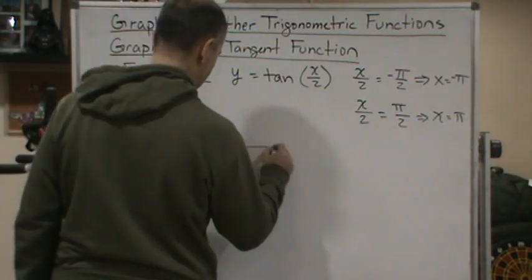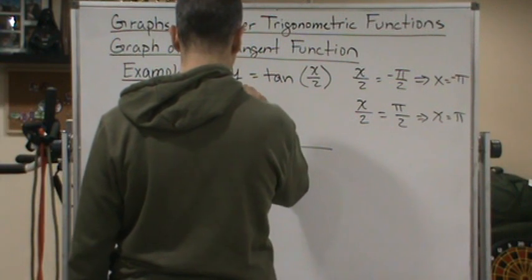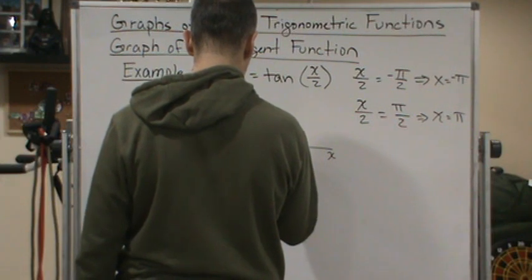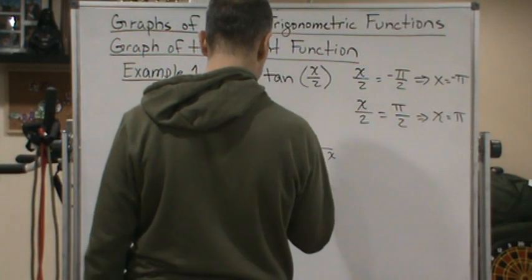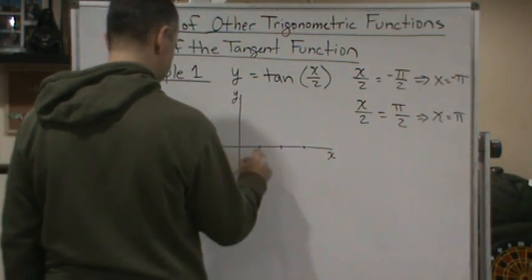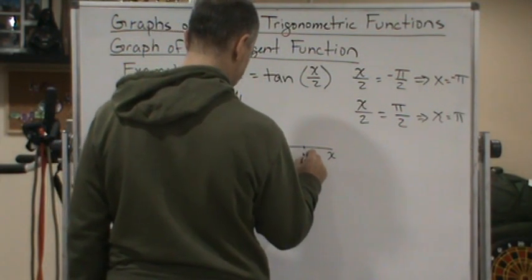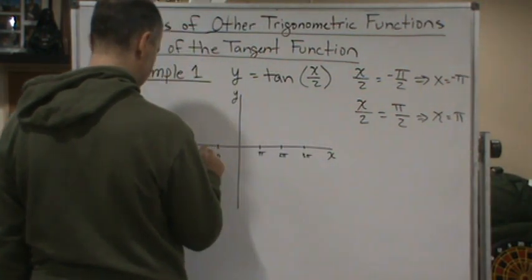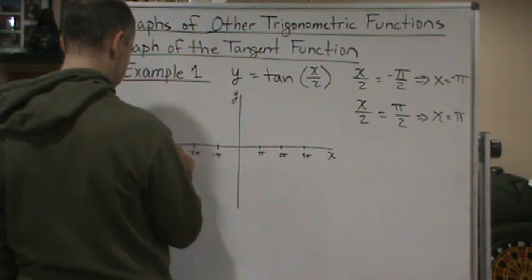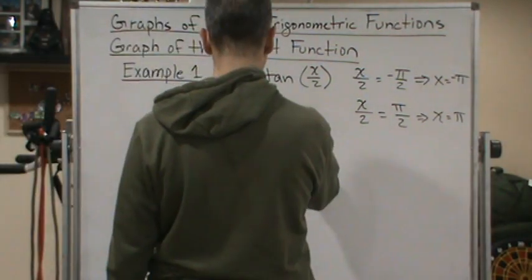Let's draw our graph, right? So I'm going to have our y-axis and x-axis, and so we've got, let's do this, 1, 2, 3, 1, 2, 3. All right, so let's say we've got pi, 2 pi, 3 pi, negative pi, negative 2 pi, negative 3 pi. All right, so we know the two asymptotes are going to be at pi and negative pi.